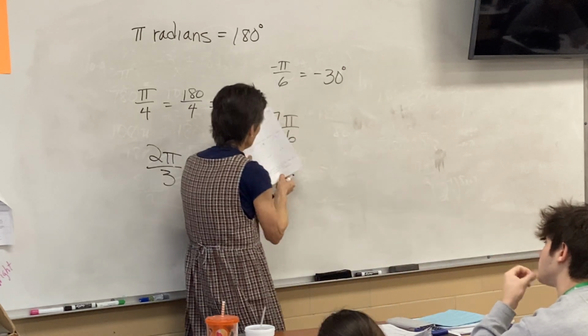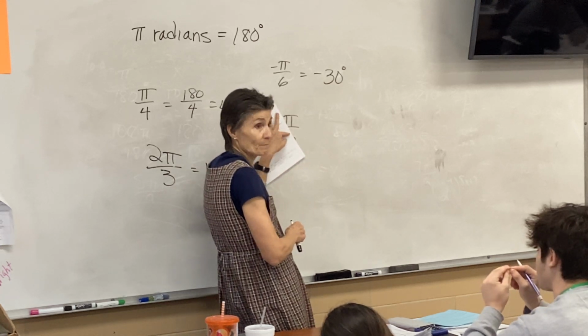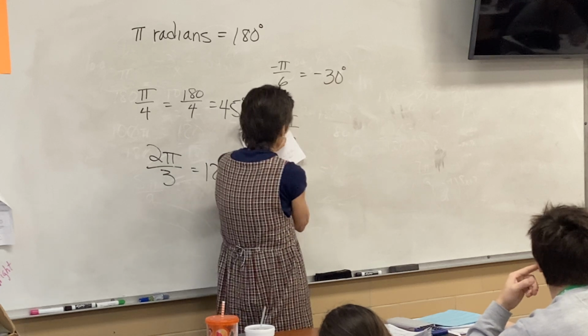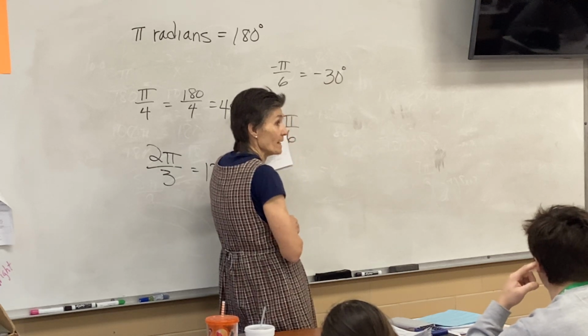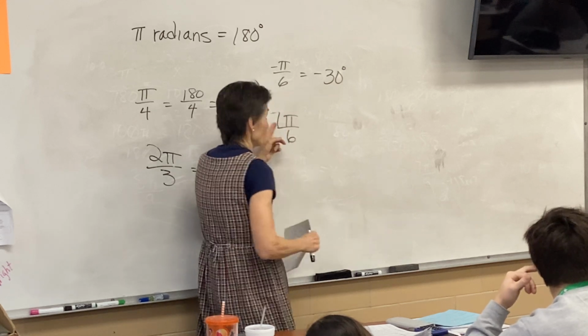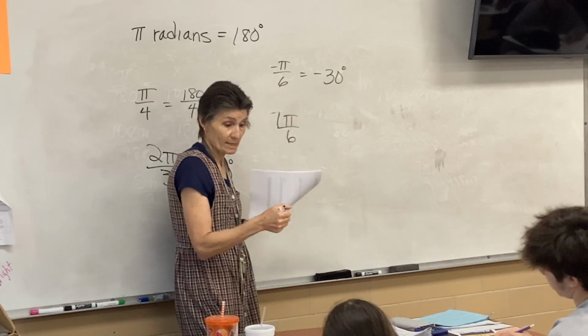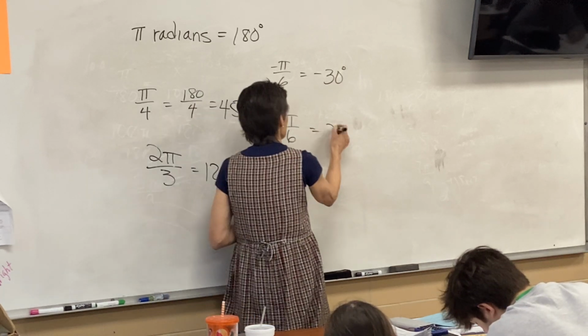All right, here we go. What's pi? What's a whole pi? 180. What's a sixth of that? What's 180 divided by 6? 30. And now I need to multiply that by 7. 7 times 30 is 210.